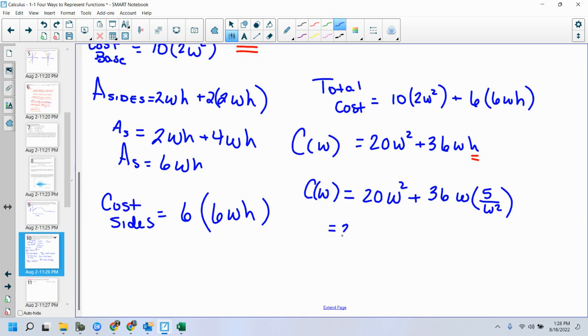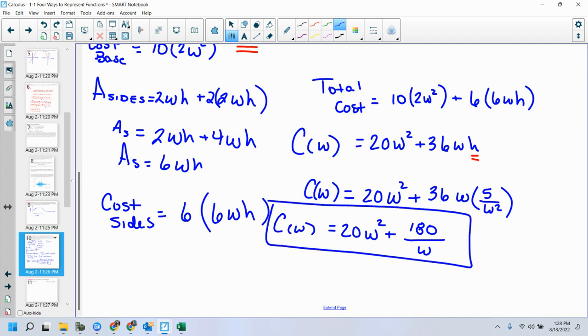Because that's equivalent to 20W squared plus, what's 36 times 5? 180? Is that right? Yep. 180. And then I got W over W squared, so just leaving me with over W. And there it is. Cost as a function of width is right there. I could also represent that as 180W to the negative first, right, if I really wanted to.